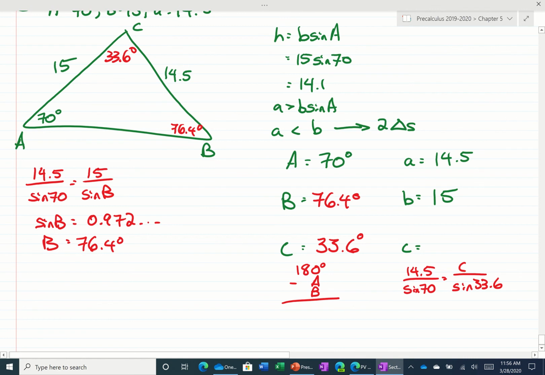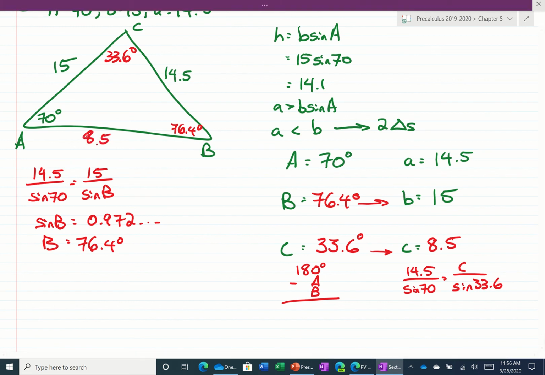14.5 times the sine of 33.6 divided by the sine of 70. I'm getting side C is 8.5. Smallest angle, smallest side, largest angle, largest side. So that looks good. So now we have one more triangle to find.